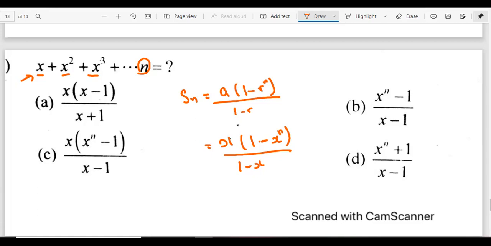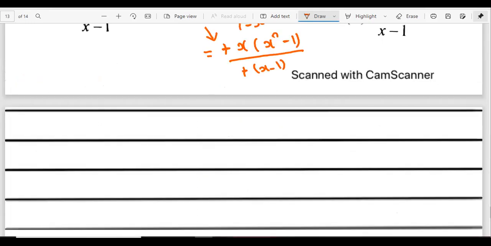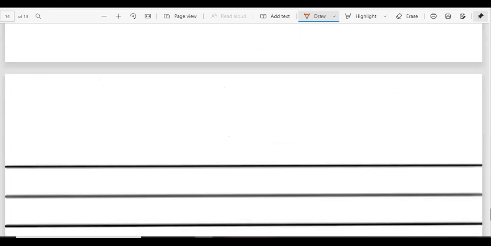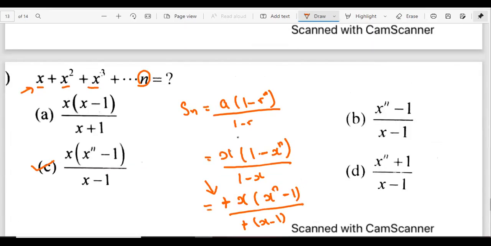So what do you guys think? I am going to take a minus, or maybe you can take x. This is how we can understand this. So the answer is going to be the second last step, basically. You okay with this? Very good. So yes, that is it.